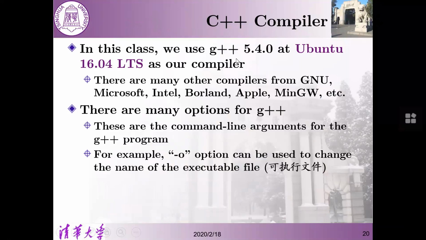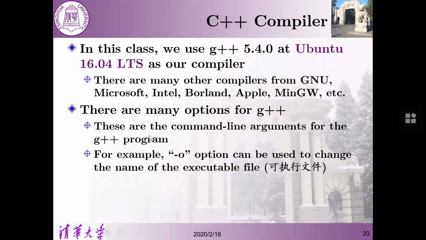So this is our compiler, on Ubuntu. There are also many other compilers. Some students just mentioned the Visual Studio compiler, right? There are also Intel, Borland, Apple, and also MinGW, which is on Windows. There are many different compilers, but we use this G++. I think this is a typical compiler. For many different products, we can use the G++ compiler to compile.